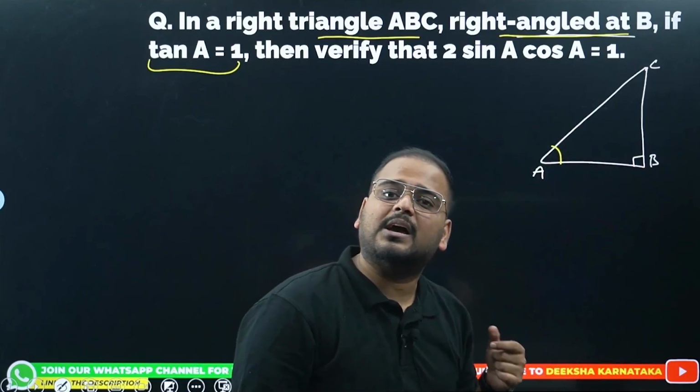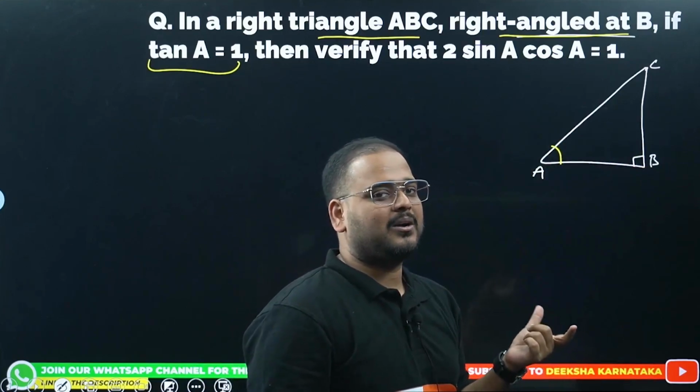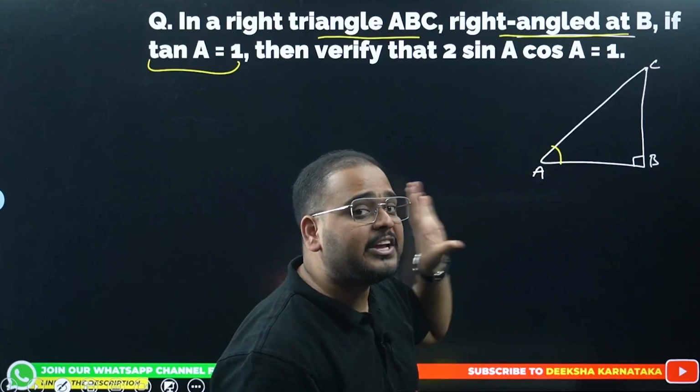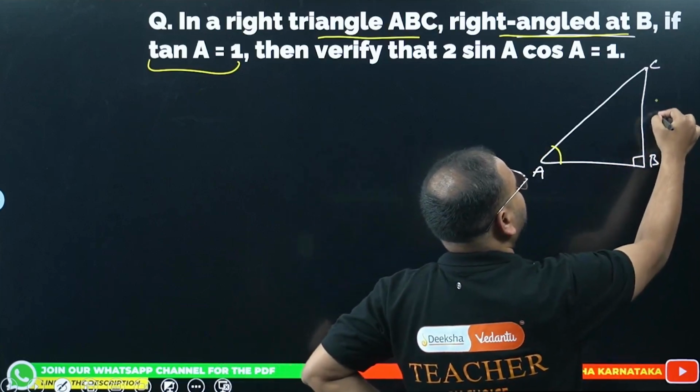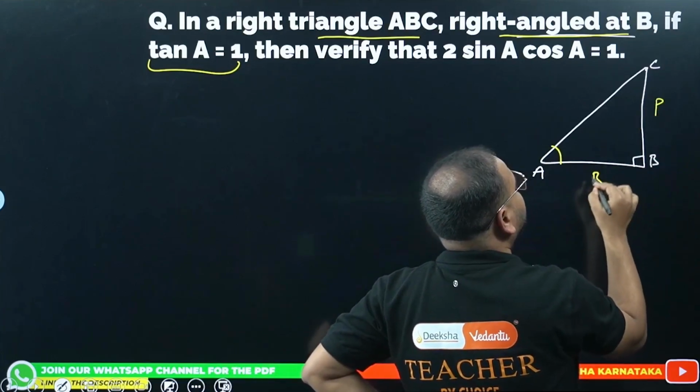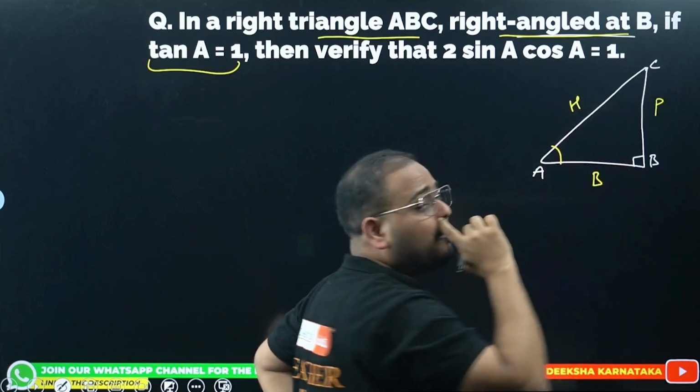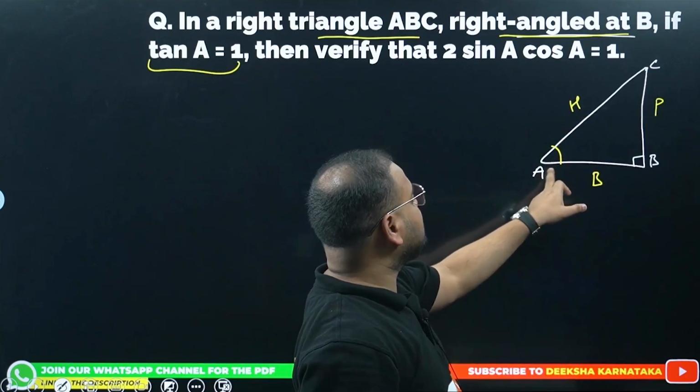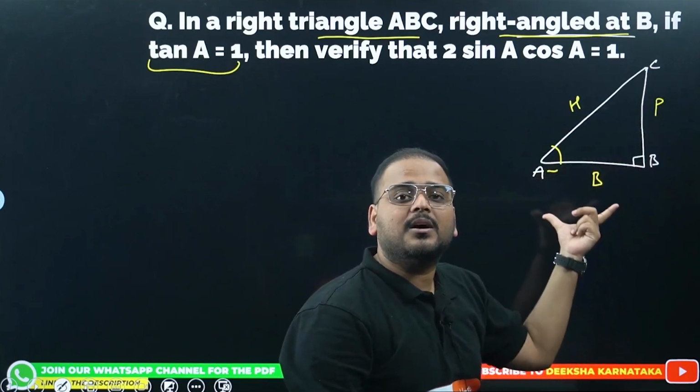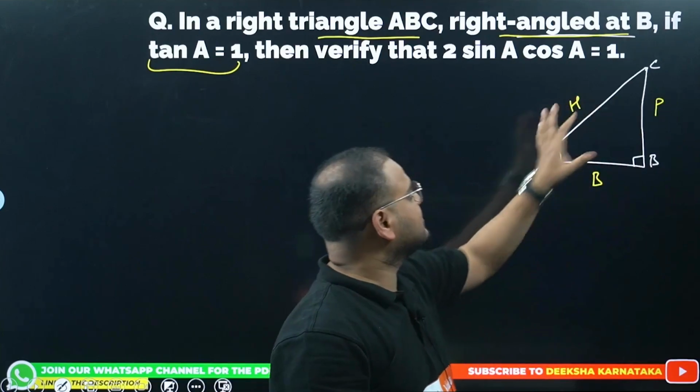Some will say, sir, I can use angles also, na? But we have not gone to that part. Right now we are using only the ratios. So this is going to be my perpendicular, my base, my hypotenuse. How perpendicular, sir? Angle of reference is A, so opposite is perpendicular. The side adjacent is base and this is hypotenuse.